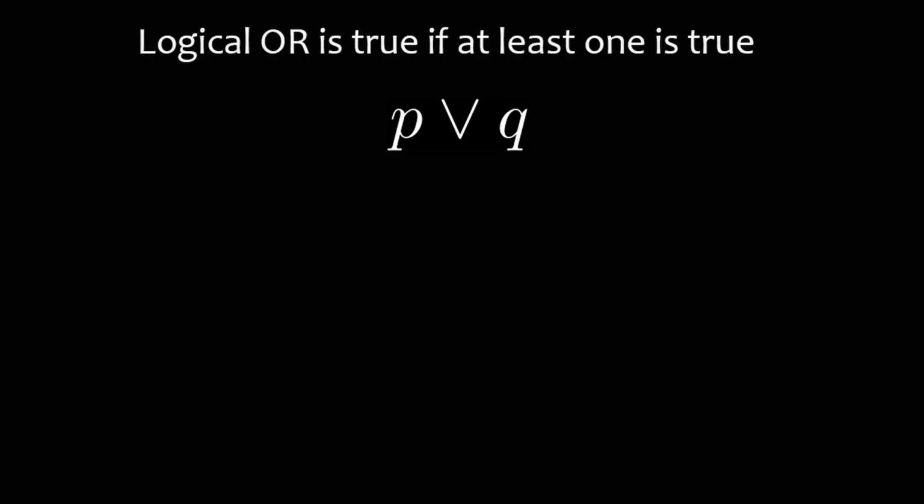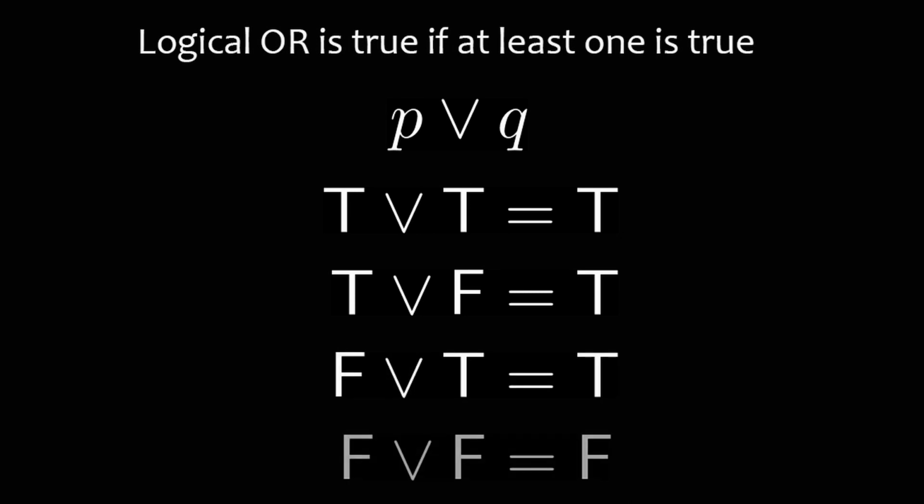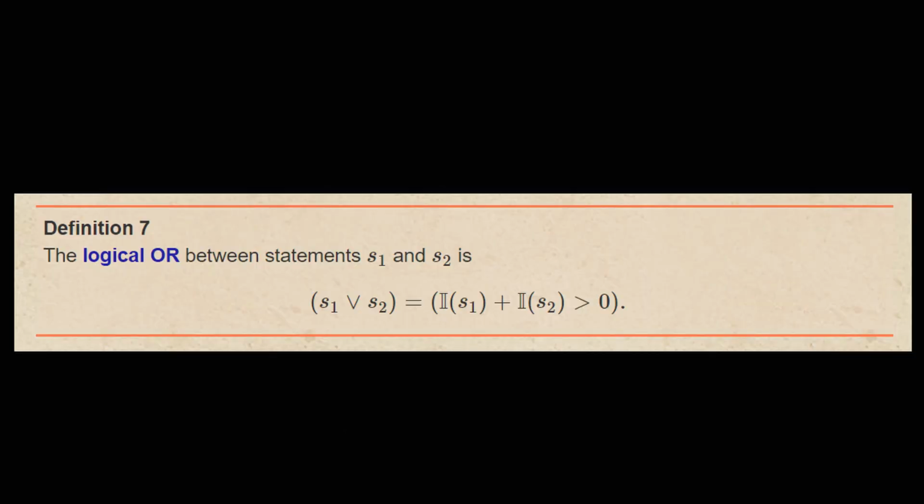The logical OR of P and Q is written P or Q, where the OR symbol looks like an inverted mountain. For instance, a true or true statement is true, a true or false statement is true, a false or true statement is true, and a false or a false statement is false. This is equivalent to saying that the logical OR is true when at least one of the statements is true, which gives the following definition in terms of indicator functions.